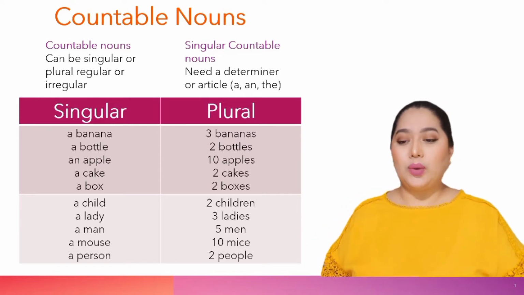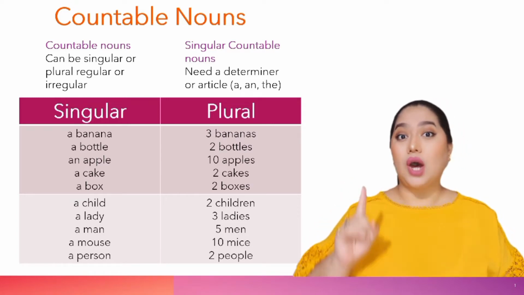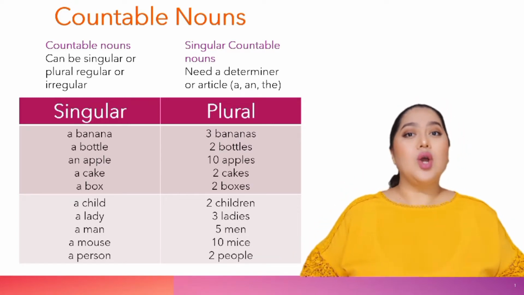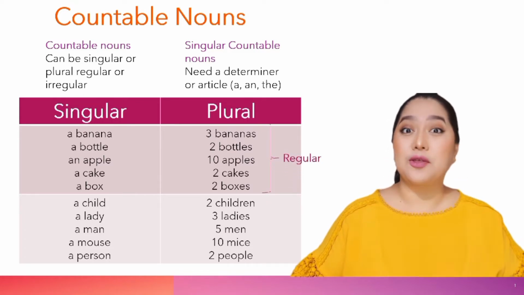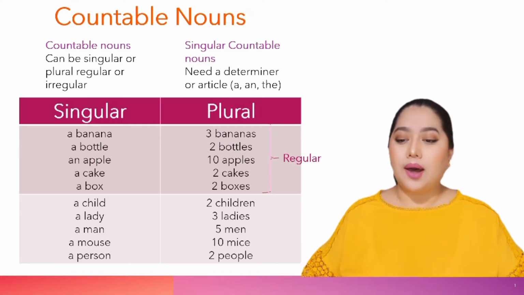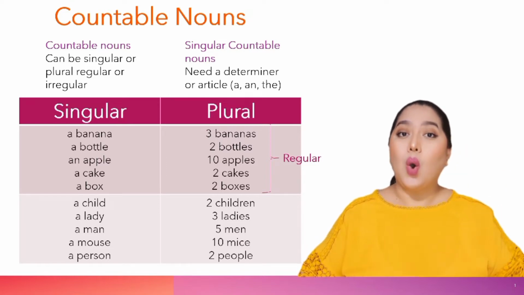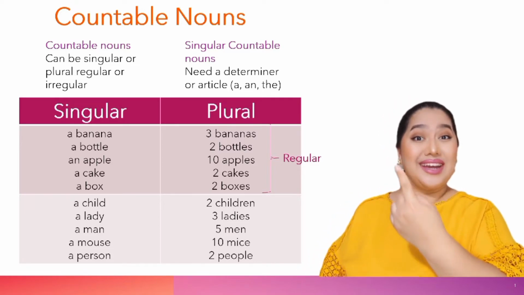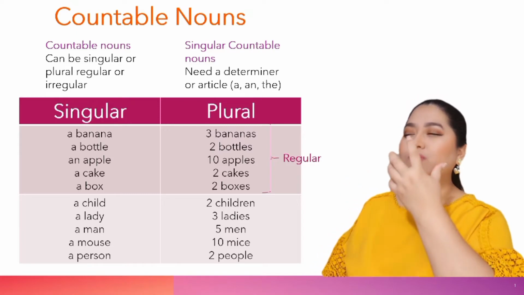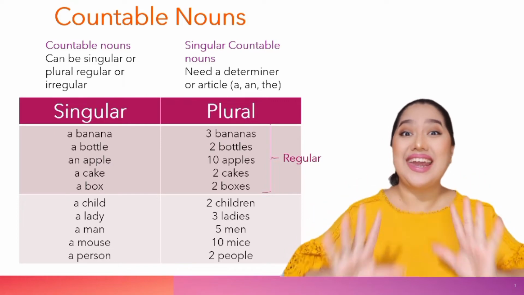For example, we have a banana. A banana, only one. And the plural form, this is a regular plural form, for example, three bananas. Or what about a bottle? A bottle of water maybe, or two bottles of water. Now we have an apple, only one, delicious. Or why not 10 apples?